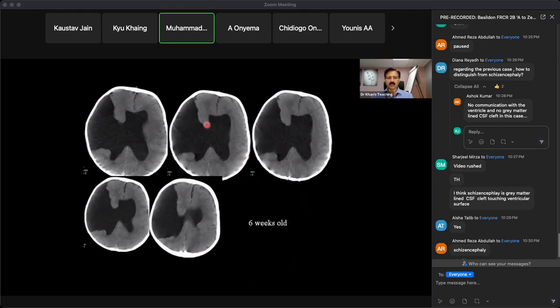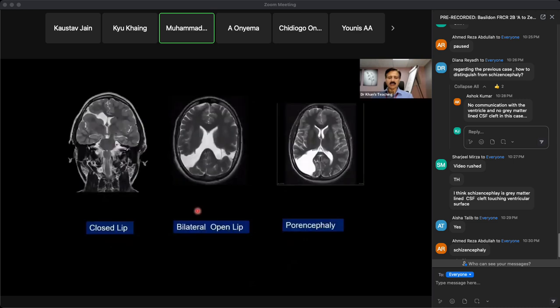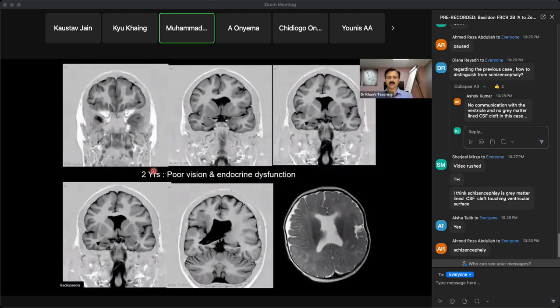And so even here, you can see that there is gray matter at the edge. And this is closed lip, this is bilateral open lip, and this is porencephaly, which goes all the way to the ventricle, but it is not lined by the gray matter. And obviously, in the definition, you have to remember that it goes from the CSF of the cortex to the ventricle.